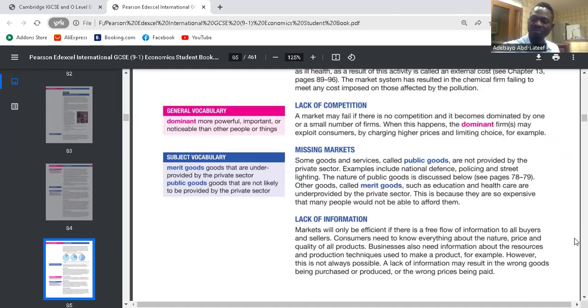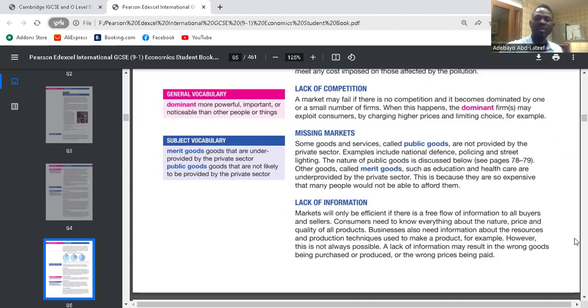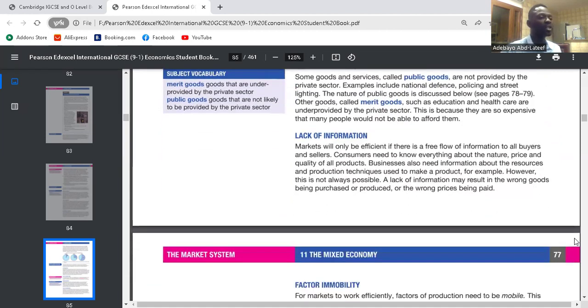Lack of information. That's information gap. Are you with me? Lack of information, that's information gap. So information gap is a market failure because it means there's asymmetric information. You have more information than I do. So the firms have more information than the customers.